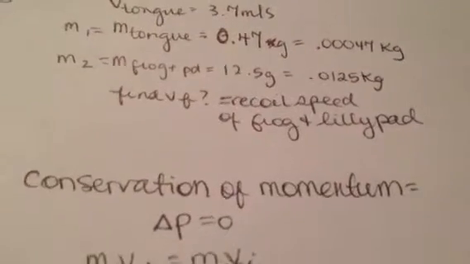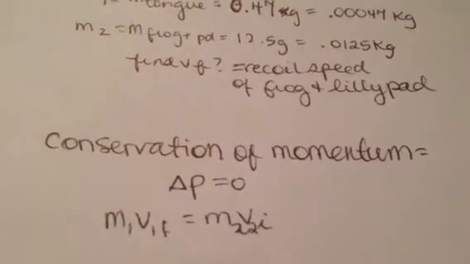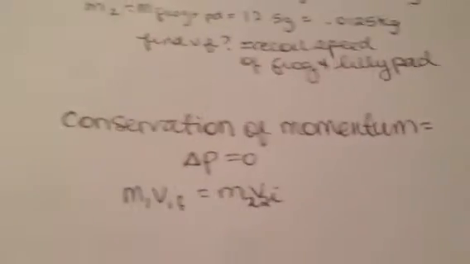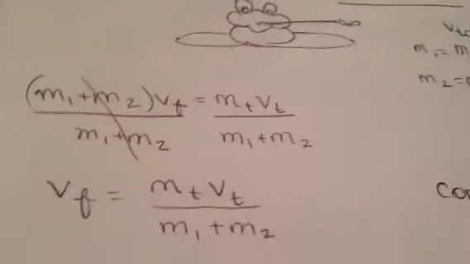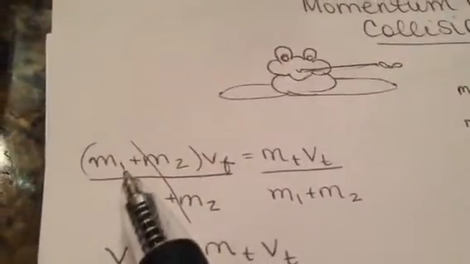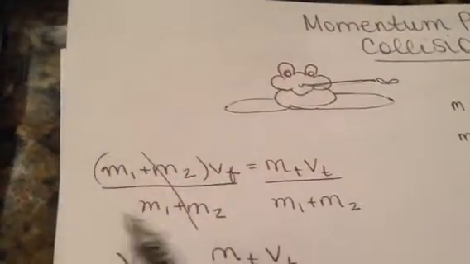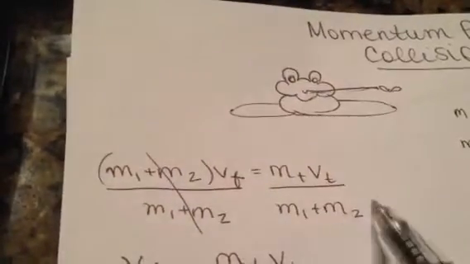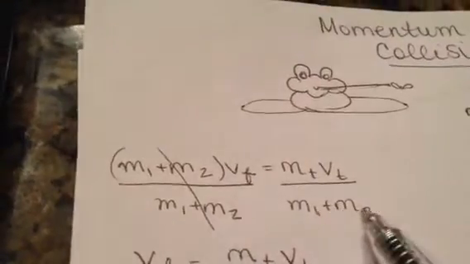So we have to use conservation of momentum, which says that final momentum should be equal to initial momentum if the momentum is conserved. And for collisions, momentum is conserved. So we use that formula, and we know that momentum is mass times velocity. So we have the mass, so this is the final situation and this is the initial situation.